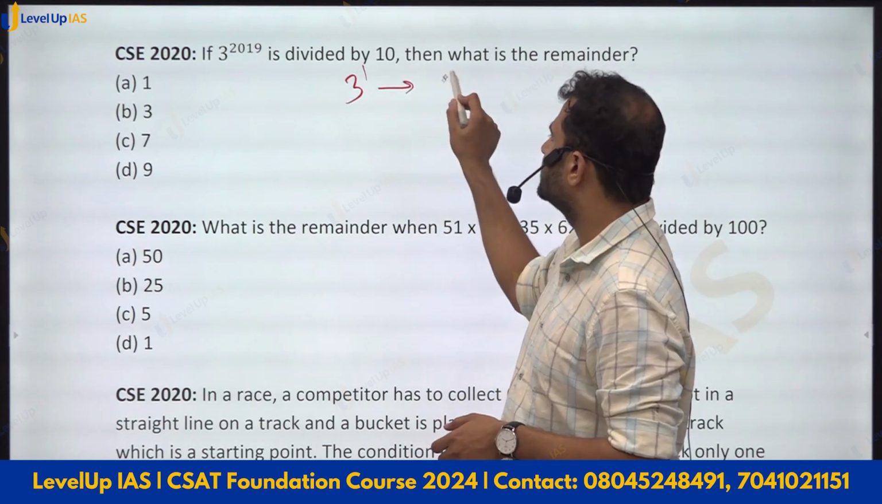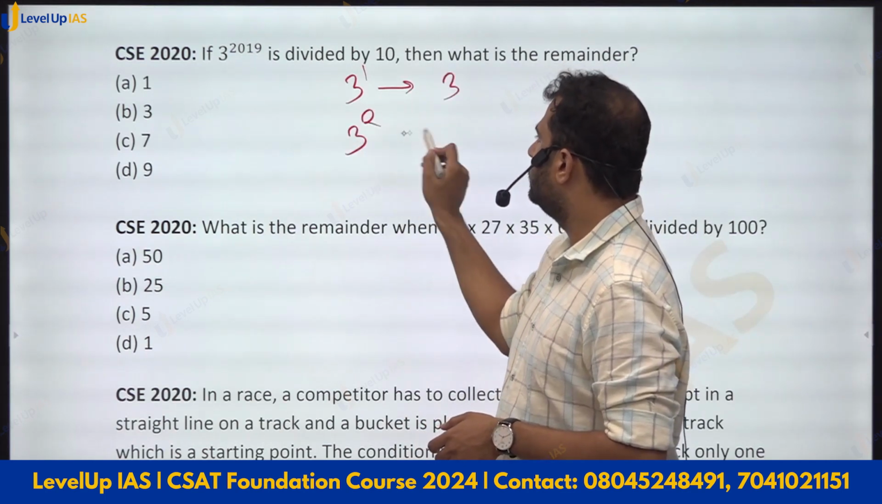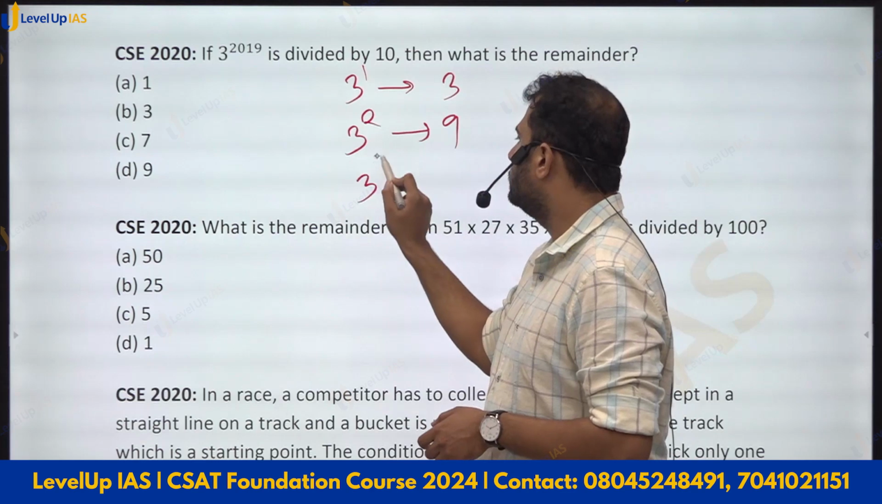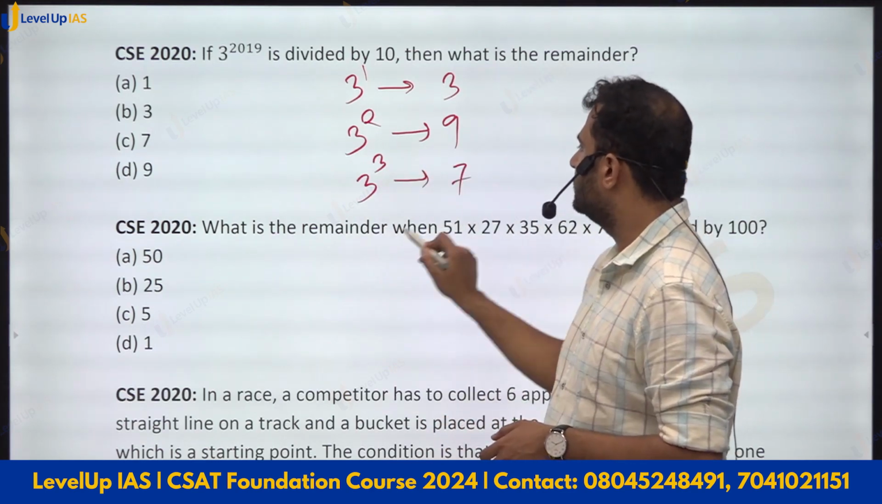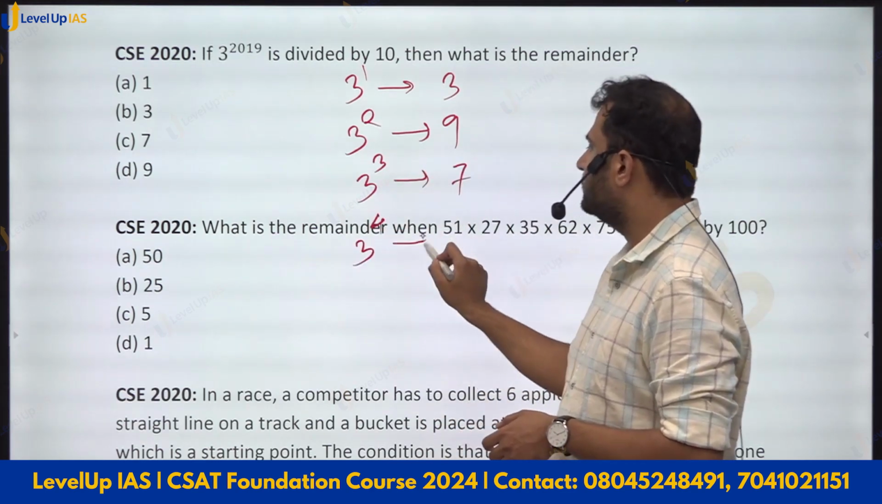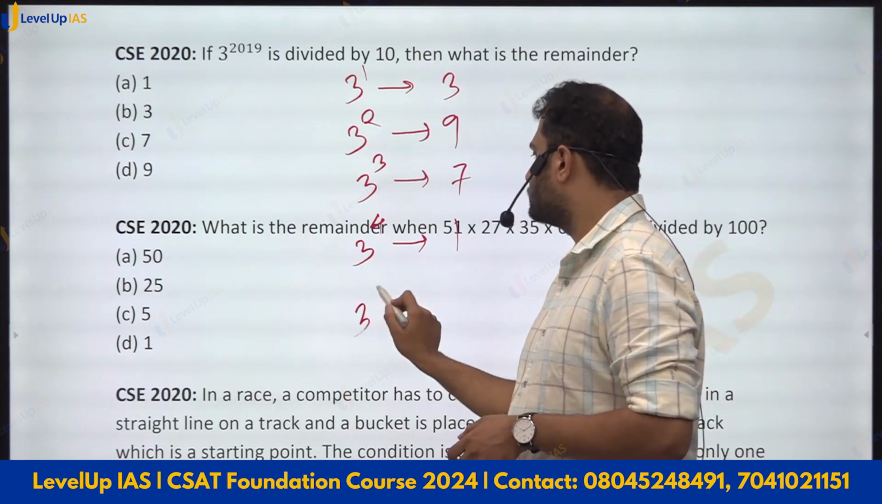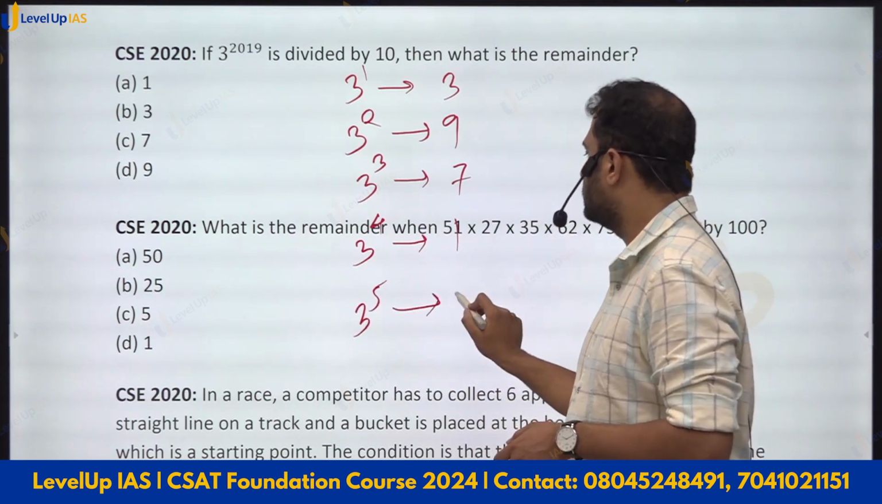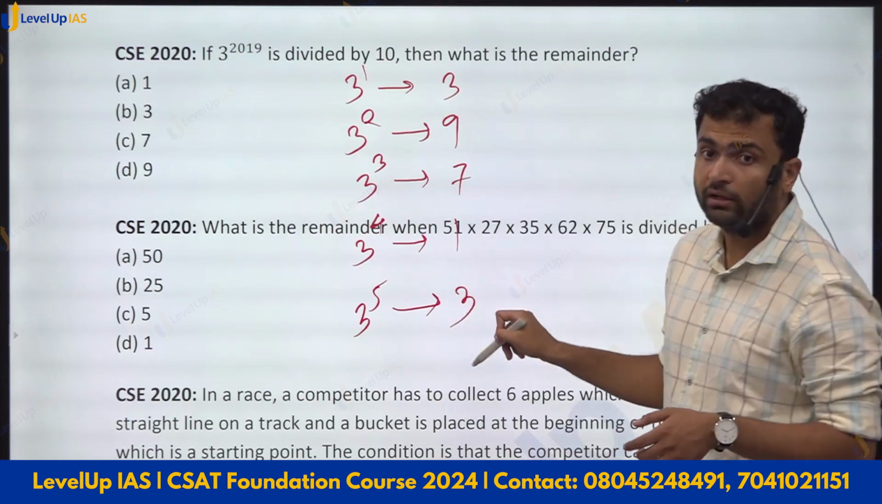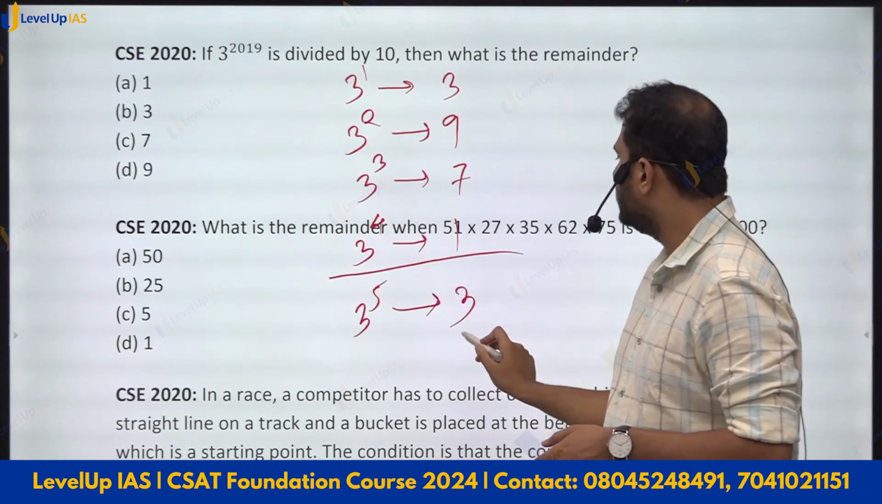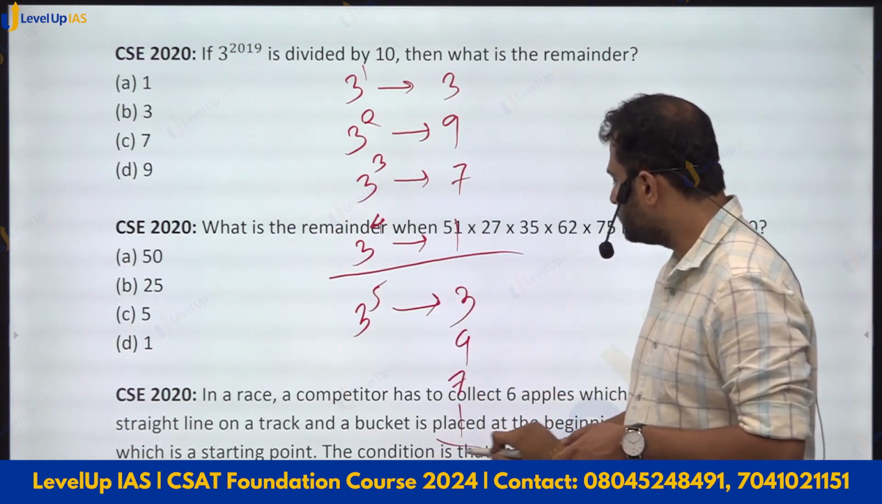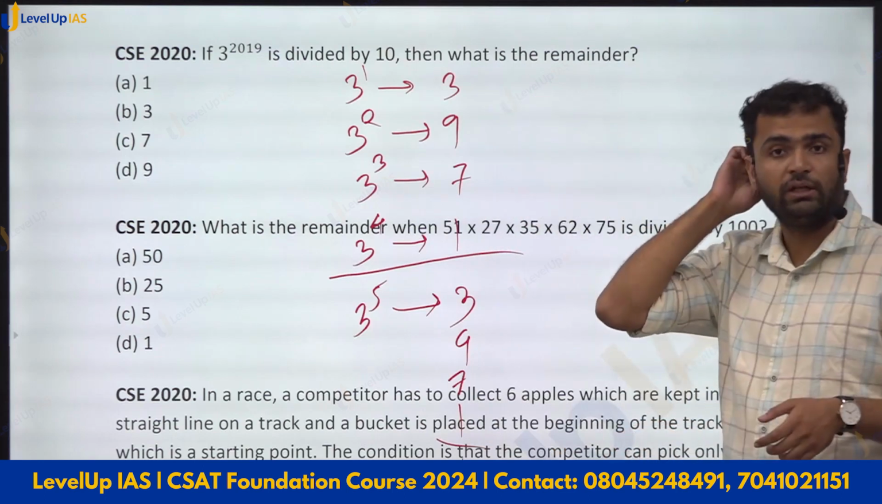What is the units place? 3. 3 square, units place is 9. 3 cube is 27, units place is 7. 3 raised to 4 is 81, units place is 1. 3 raised to 5 is 243, units place is 3. Now we will see that everything will repeat. 3, 9, 7, 1, and so on. 3971, 3971 will repeat.